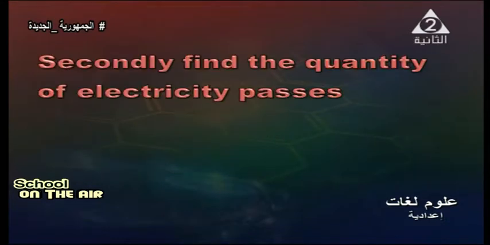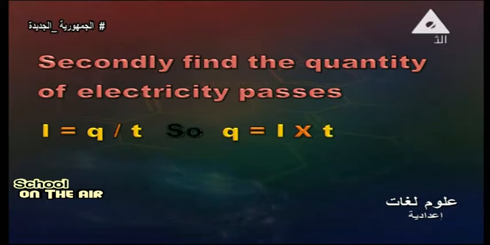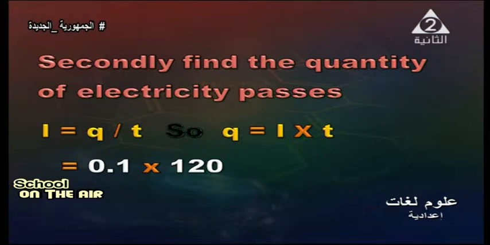Secondly, find the quantity of electricity. Electric current intensity equals electric charge over time, so electric charge, or quantity of electricity, equals electric current intensity I times T. So the quantity of electricity equals 0.1 times 120 equals 12 coulomb.